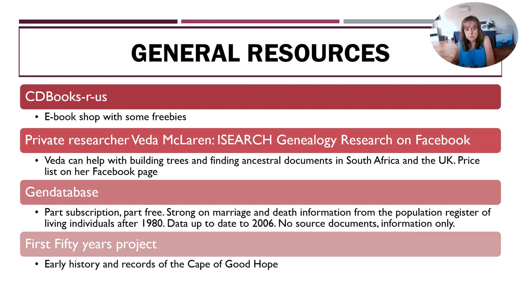I also want to mention Gen Database. It's a part subscription, part free site. It is strong on marriage and death information from the population register of living individuals after 1980. The data is up to date to 2006. There are no source documents, information only. And the First 50 Years project is a website about the early history and records of the Cape of Good Hope.